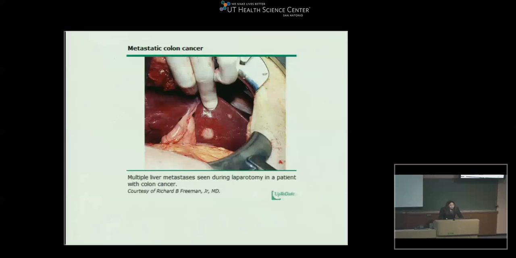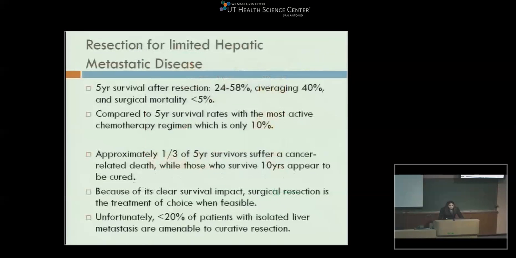Let's talk about resection of these metastatic liver lesions. The 5-year survival after you resect a liver lesion has been described from 24% all the way up to 58%, averaging 40%, with a surgical mortality that's relatively low at less than 5%. This is very significant when you compare these same patients that only receive chemo, and their 5-year survival is barely 10%. So this difference in survival is very significant when you actually can resect the lesion.